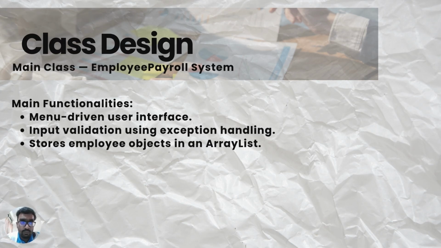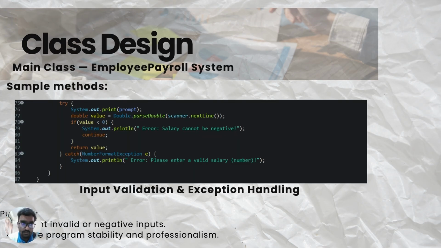Before we dive into the coding, I'm going to explain about the main functionalities. The main functionalities of this program are a menu driven user interface, input validation using exception handling, and it stores employee objects in an array list. So this is one of the examples from the program. We use input validation and exception handling. The purpose is to prevent invalid or negative inputs, and it can ensure program stability and professionalism.